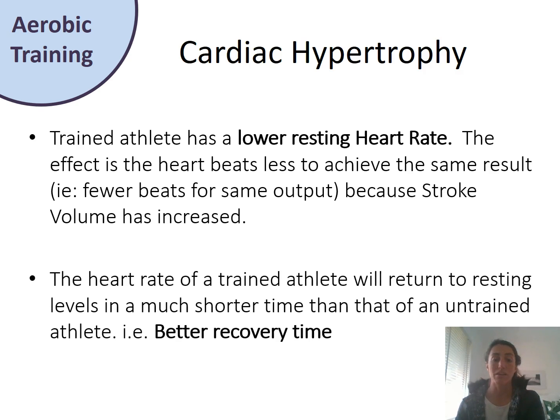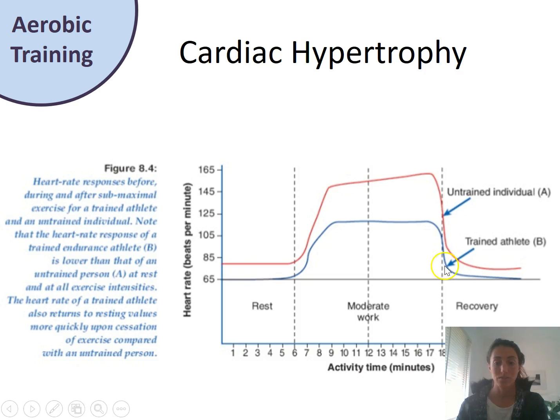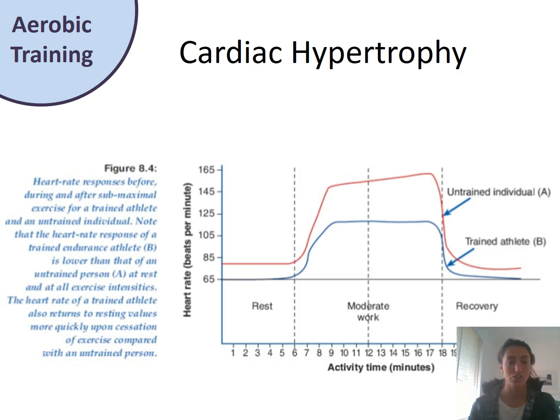It's also important to remember the heart rate of a trained athlete can return to resting levels much shorter, so we get better recovery time compared to our untrained athletes. So here's a graph just showing the heart rate responses before, during and after submaximal exercise. So this is medium intensity with a trained and untrained athlete. You can see here is our untrained athlete in red and our trained is in blue.